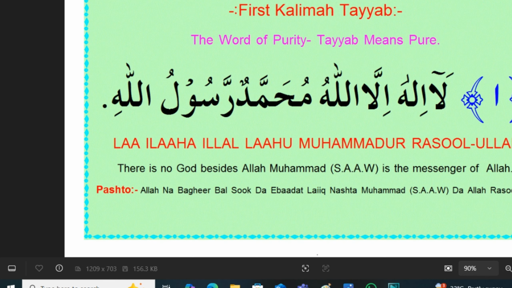So with this first lesson, we will read only one kalima. Okay, this is the first kalima, which is Tayyib. The first kalima's name is Tayyib. Tayyib means pure or purity. Okay, so we read now.